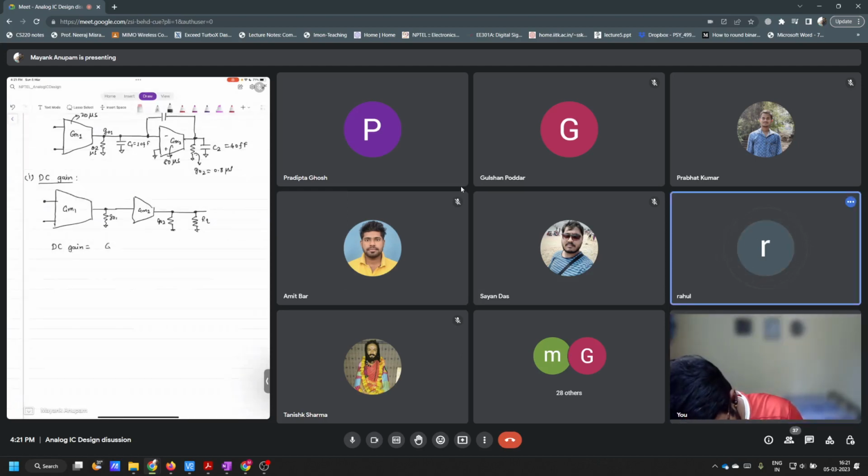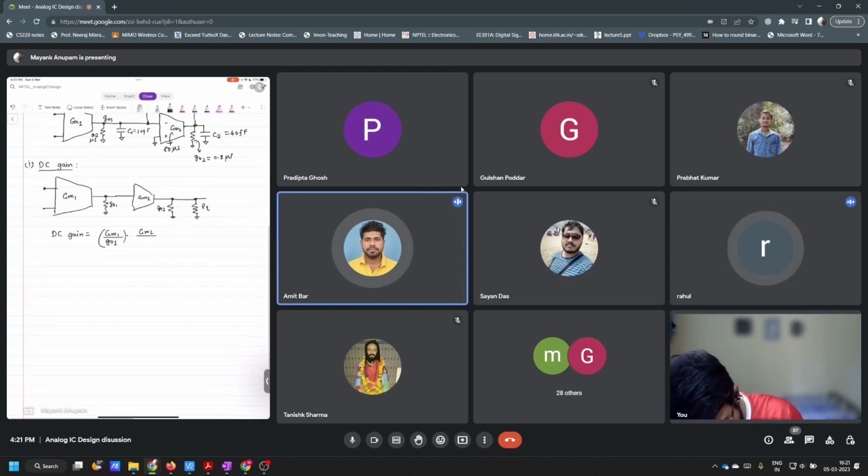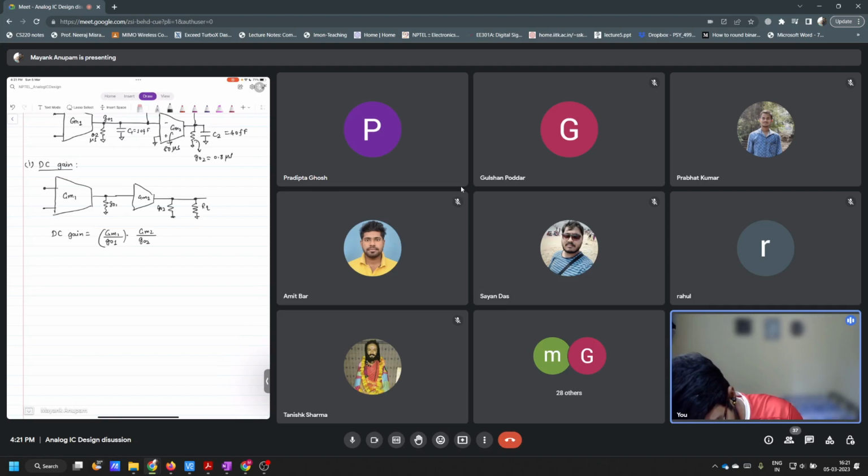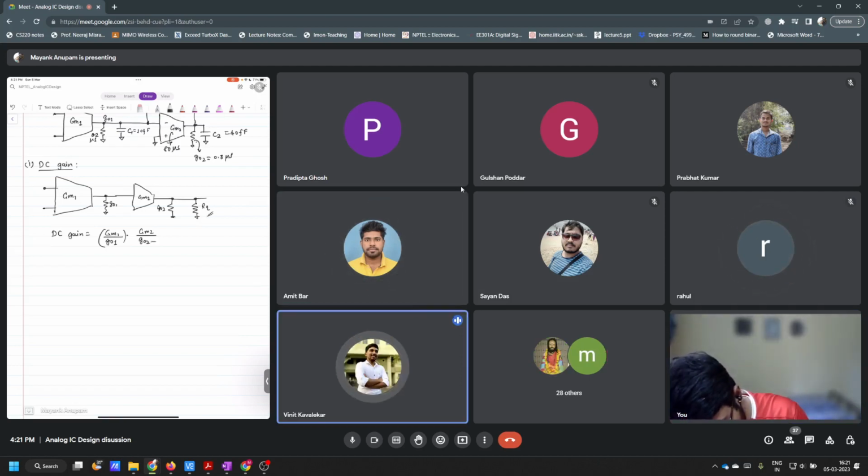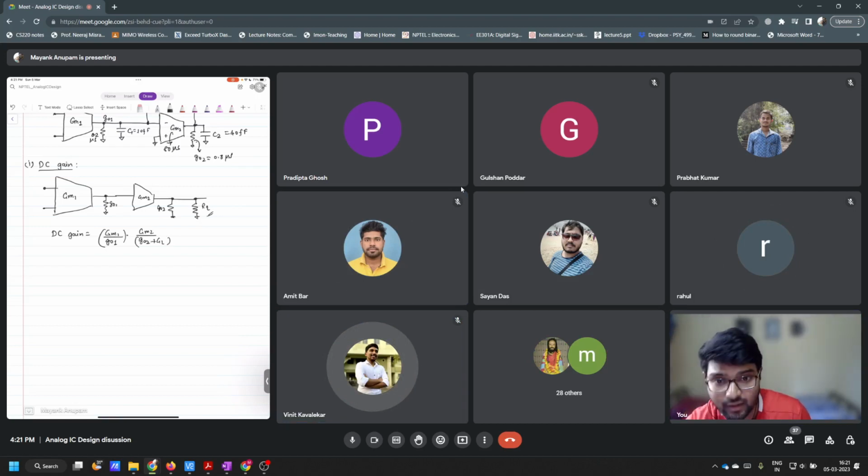GO2 by GM1 divided by GO1, into GM2, divided by GO2 plus GL. Parallel RL means what? They will add in conductance, right? Plus GL. So this will be GO2 plus GL, right?